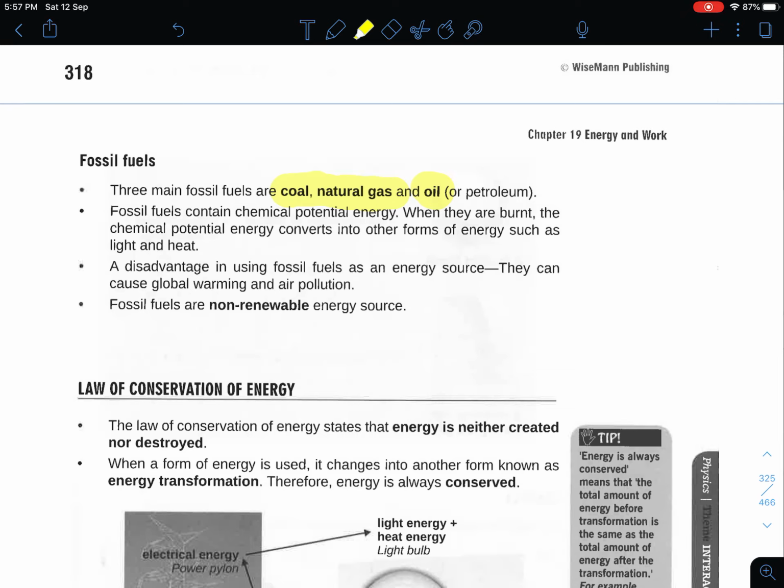If you combust fossil fuel, you will produce carbon dioxide gas. And carbon dioxide gas will then add on to the greenhouse gases in the earth, and hence will result in hot air not being able to escape out of earth. It will lead to global warming. Another thing to note is that fossil fuels are not an example of a renewable energy source. Instead, it's a non-renewable energy source, meaning it takes too long a time to replace the amount of energy that we use.